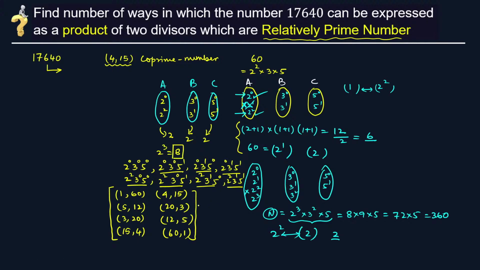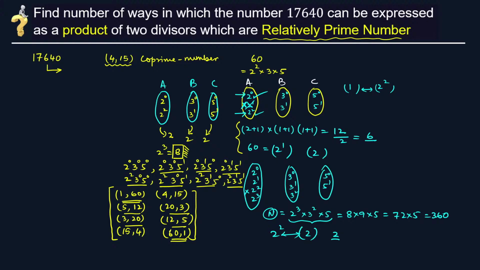But since it's a product of two numbers, tell me, 1 into 60 and 60 into 1, are they different or the same? They are same. Because 1 into 60 is same as 60 into 1. Similarly, 5 into 12 is same as 12 into 5. 3 into 20 is same as 20 into 3. So what we got? There will be 8 such co-prime numbers. I mean, the product of two numbers which will give us 60, which are co-prime to each other.